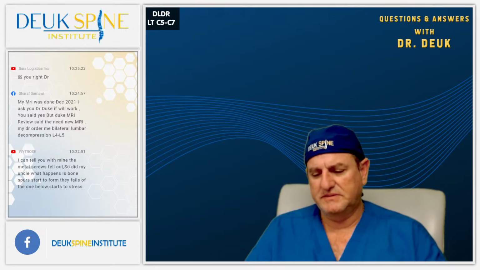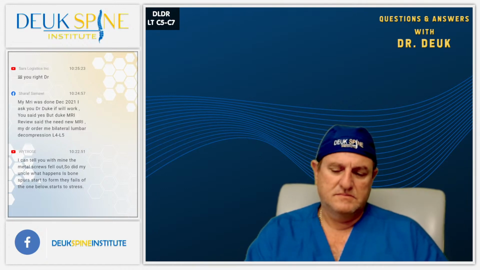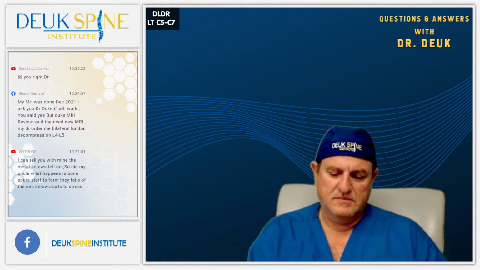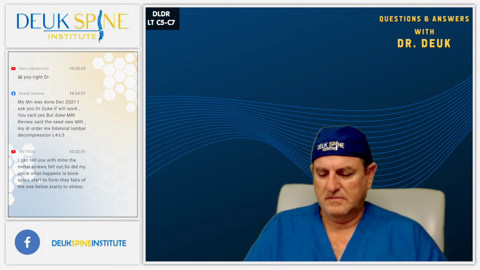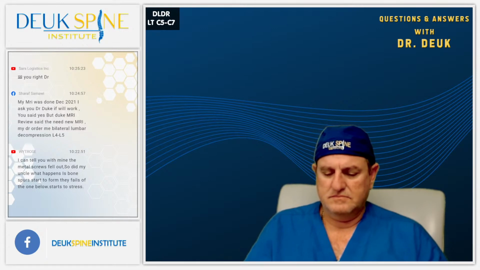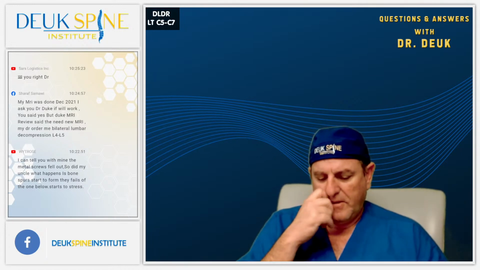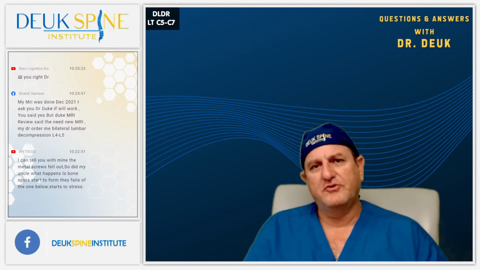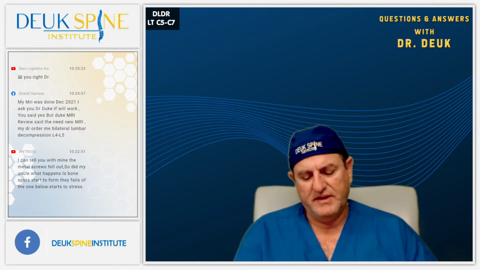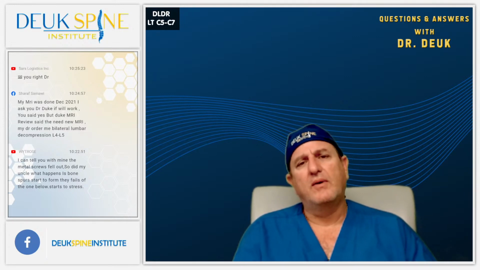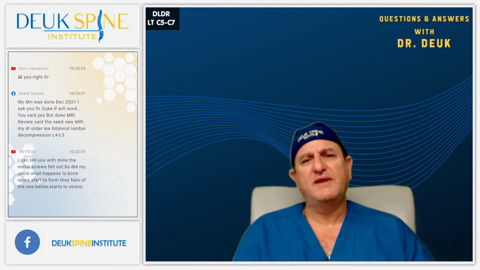We appreciate your sentiment. And then we have a question from Sharaf on Facebook, and they said, my MRI was done December of 2021. I asked you, Dr. Duke, if that will work. You said yes, but the Duke MRI review said I may need a new MRI, but my doctor ordered me a bilateral lumbar decompression at L4-5. Yeah, so we can definitely do your MRI review with the December 2021 MRI, not a problem. However, what we're saying is that if you do need surgery, we recommend getting a new MRI before the surgery.